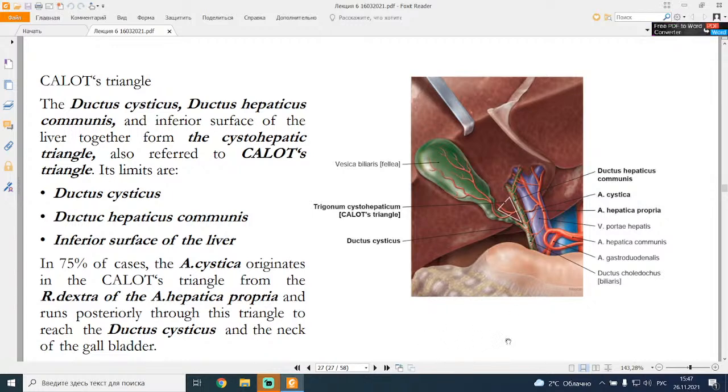In 75% of cases, the arteria cystica originates in Calot's triangle from the ramus dexter of the arteria hepatica propria and runs posteriorly through this triangle to reach the ductus cysticus and the neck of the gallbladder.